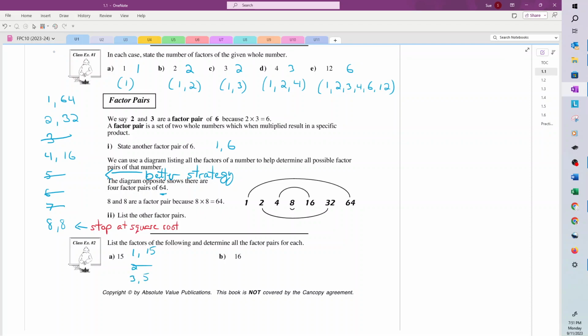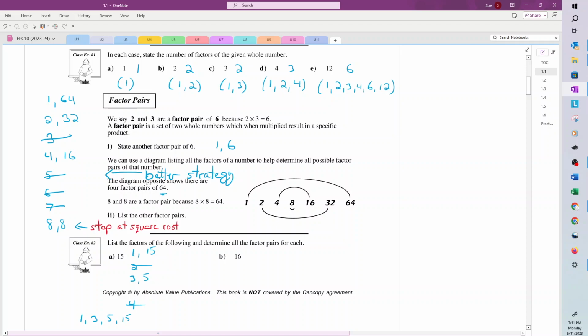3 times 5. The next one would be 4. 4 doesn't work. My next number would be 5, so I'm done. It's just 1, 15, and 3, 5. And if I were to list my factors, it would go 1, 3, 5, 15. There you go.